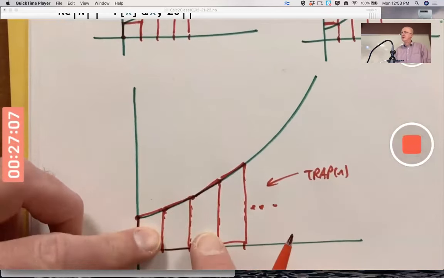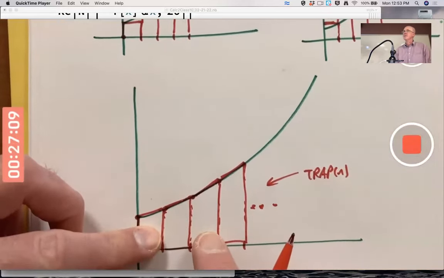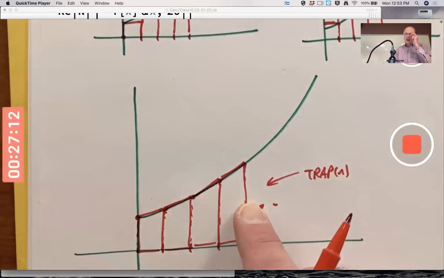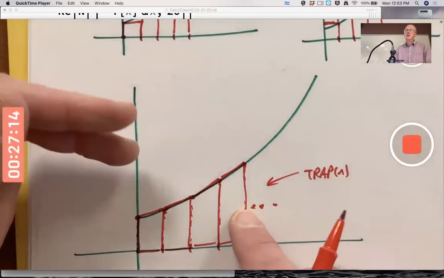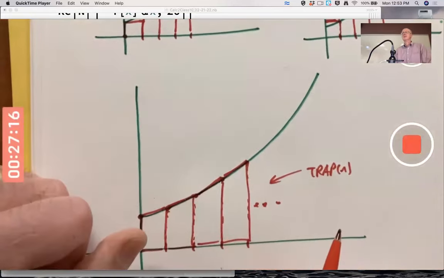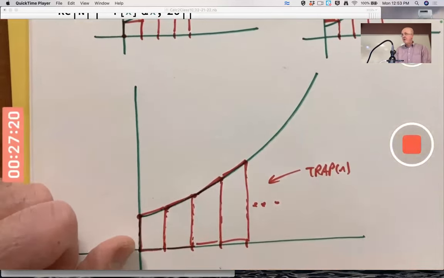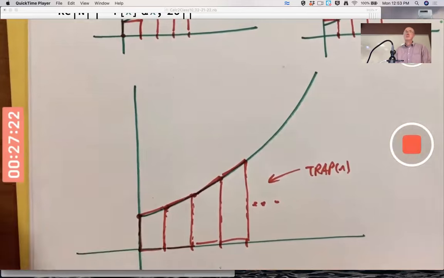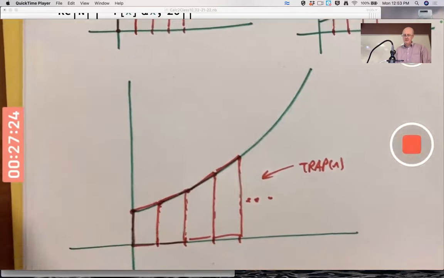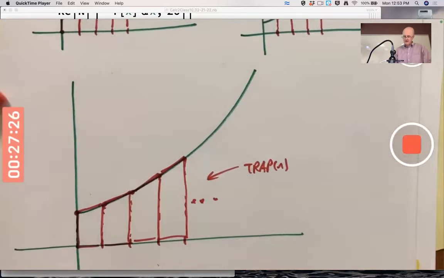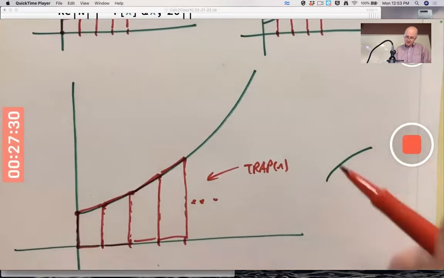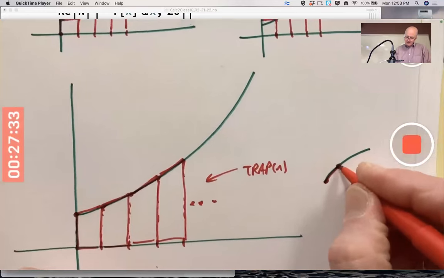We're trying to find the area under the green curve. We're approximating it with areas of trapezoids. They're above the curve, so the area is too big. The approximation is too big. If the graph were concave down, though, then the approximation would be too small. If the graph were concave down, then the tops of the trapezoids are going to be below the curve.